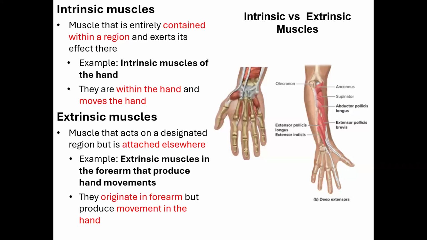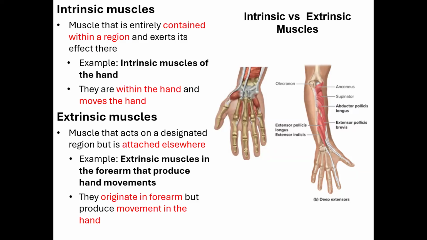Now I'm going to talk about two types called intrinsic muscle and extrinsic muscle. It's very simple. Intrinsic means a muscle is within a region. For example, in the palm of your hand, you have muscles and the action is in that area. If you want to flex the fingers, these muscles in the palm do it. So that's an intrinsic muscle.